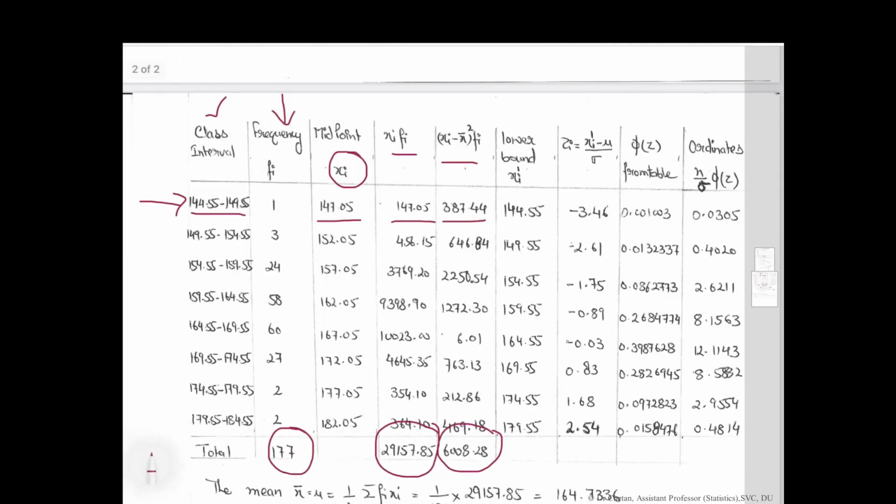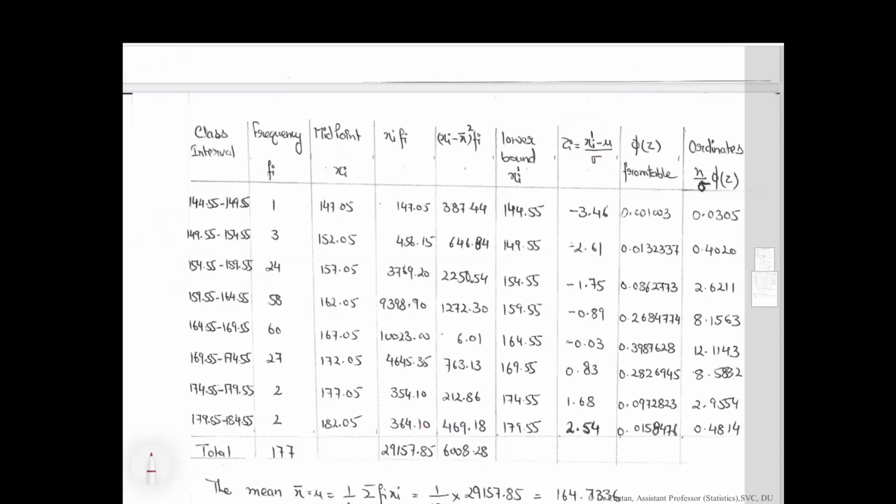Now, for calculating the ordinates, we need a Zi corresponding to the different class intervals. Here we will use xi dash, which means the lower bound of the ith class. Therefore, corresponding to the different classes, the lower bound is given by this. For this particular class, the lower bound is 149.55. Similarly, for this class interval, the lower bound is this quantity, 154.55. Similarly, we can calculate the lower bound for all the classes.